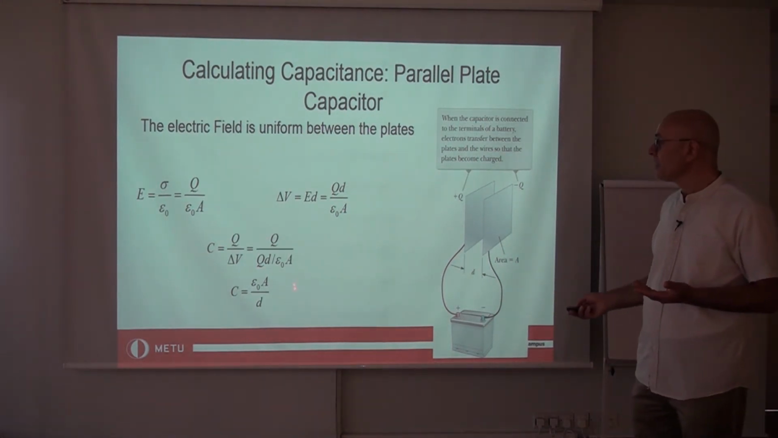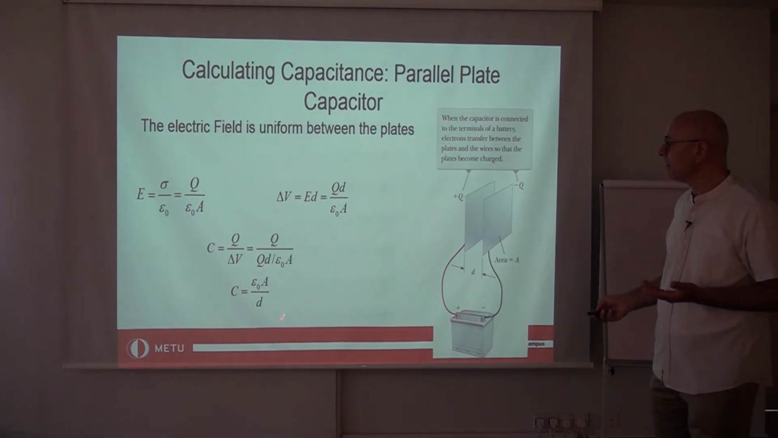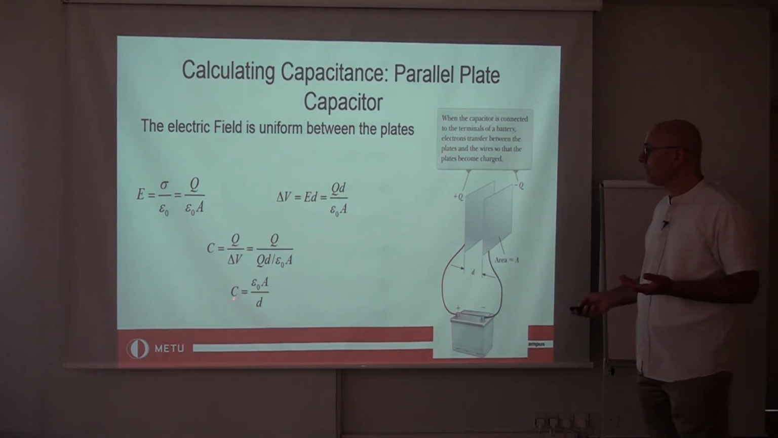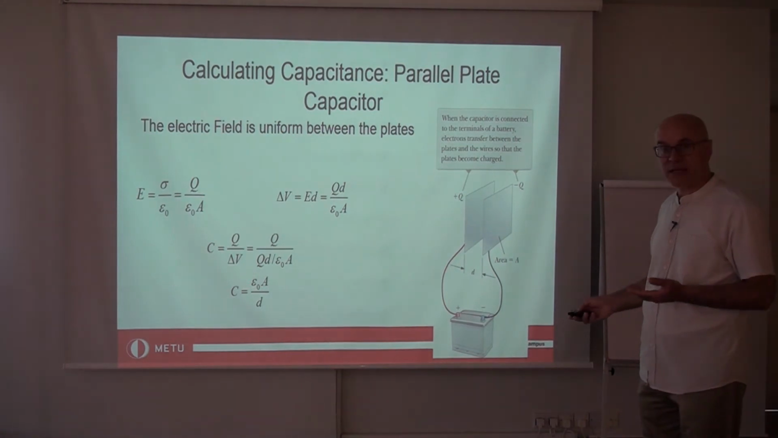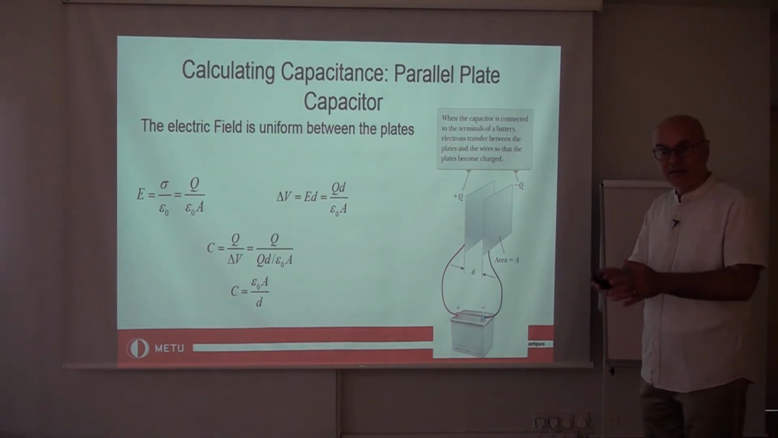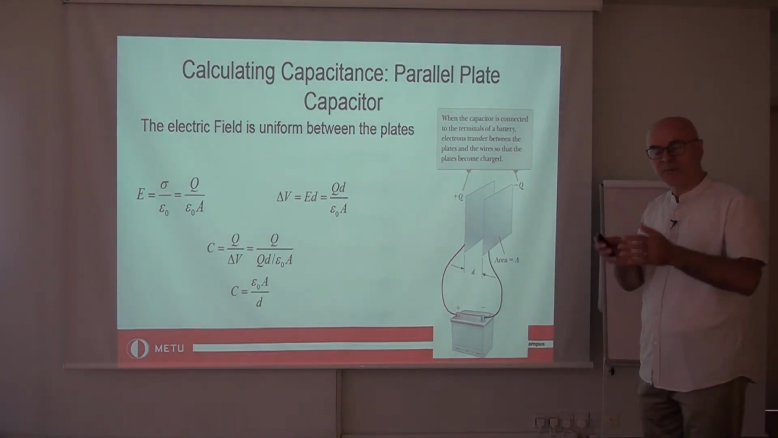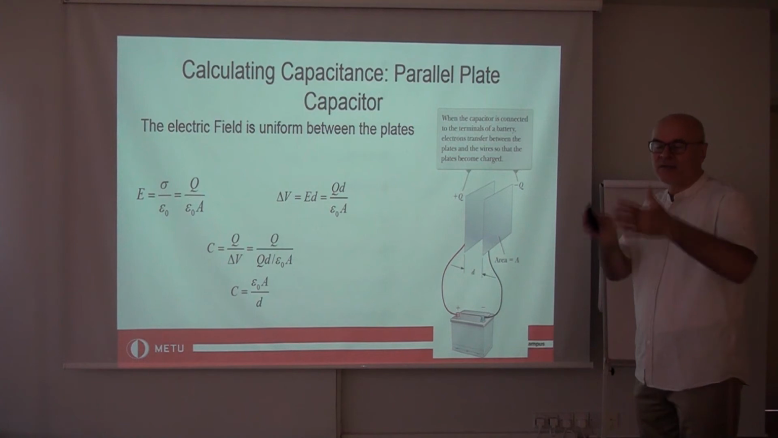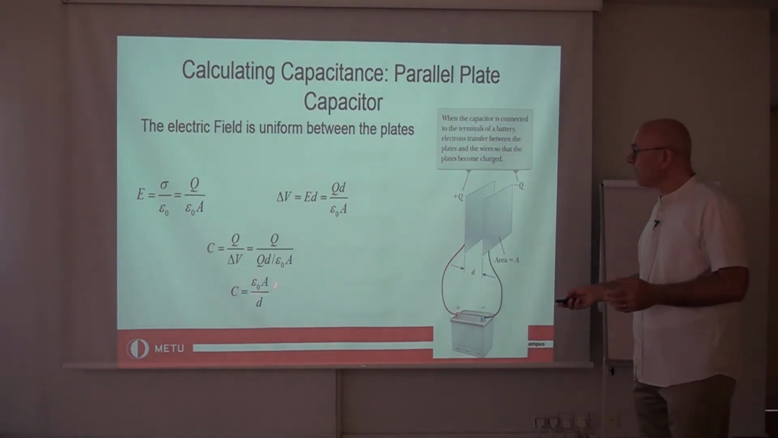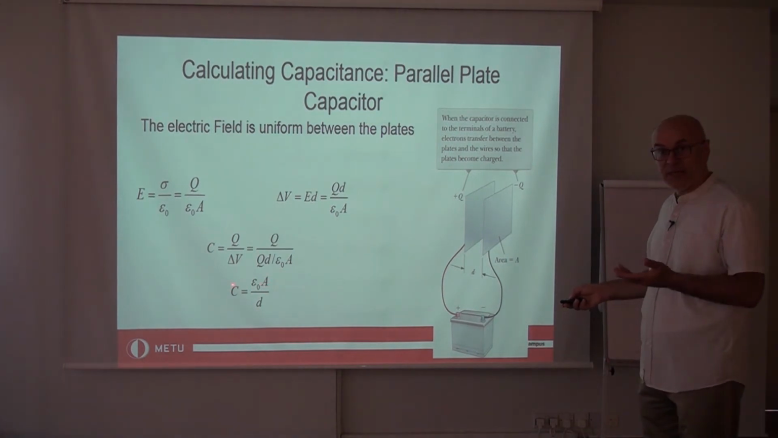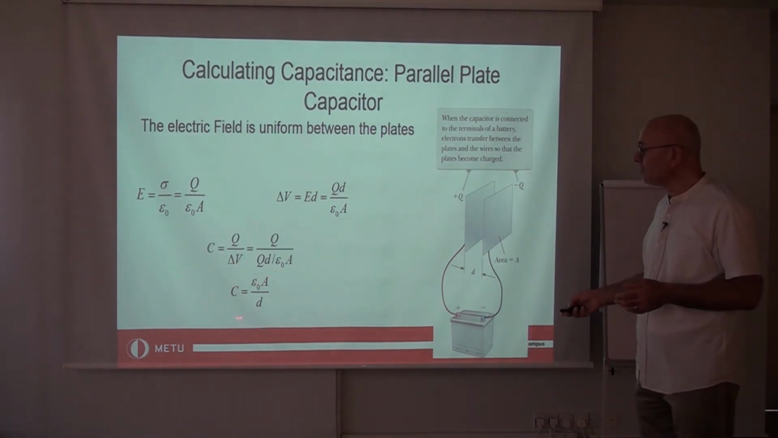And if you do this, you get this expression here, telling you that the capacitance is epsilon naught A over D. So the capacitance here depends, as you can see, on the permittivity of the medium filling the space between the plates, multiplied by the surface area of one of the plates, divided by D.